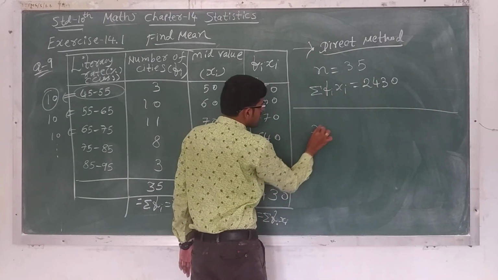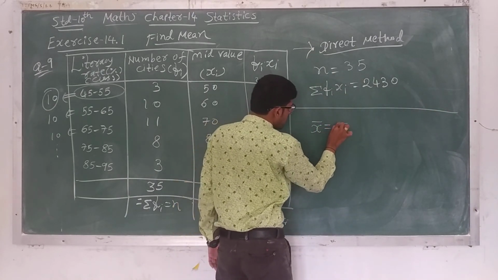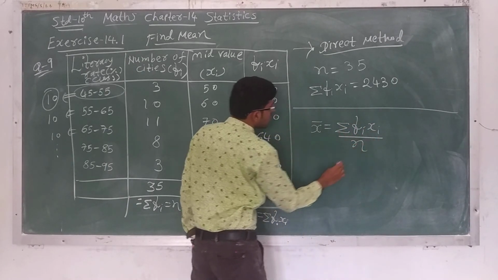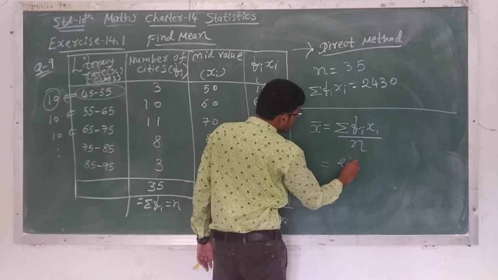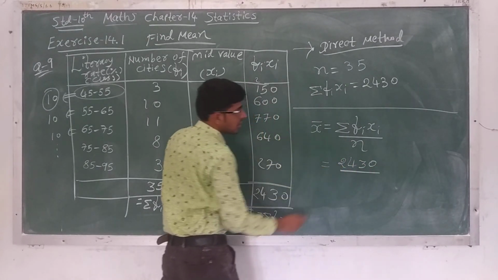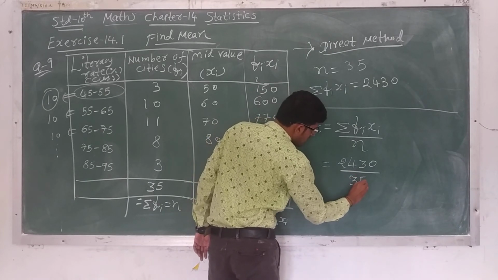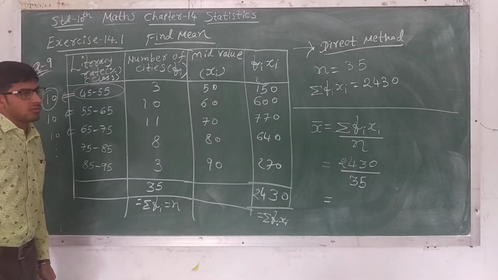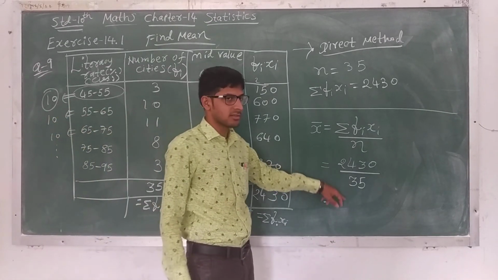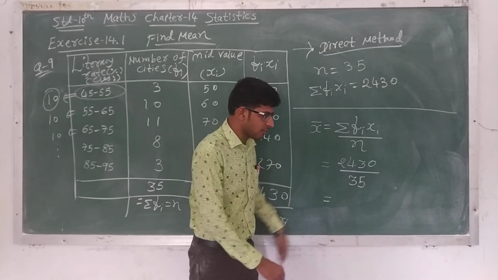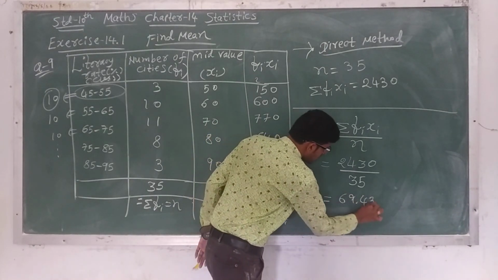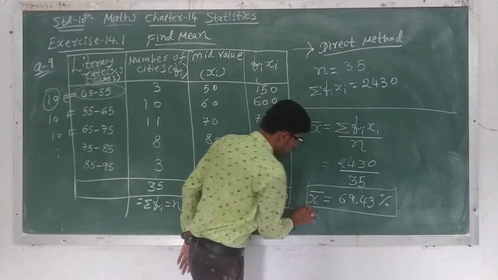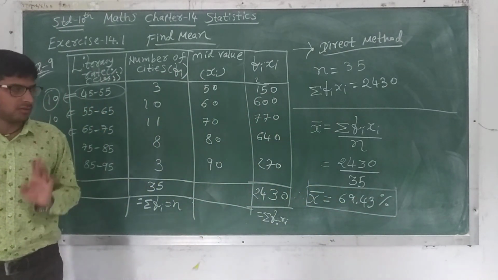So x bar is equal to sigma Fi xi divided by n. So 2430 divided by 35. Okay, so now divide. So what is the answer? The answer will be 69.43%. So x bar is equal to 69.43%. Okay, is it clear?